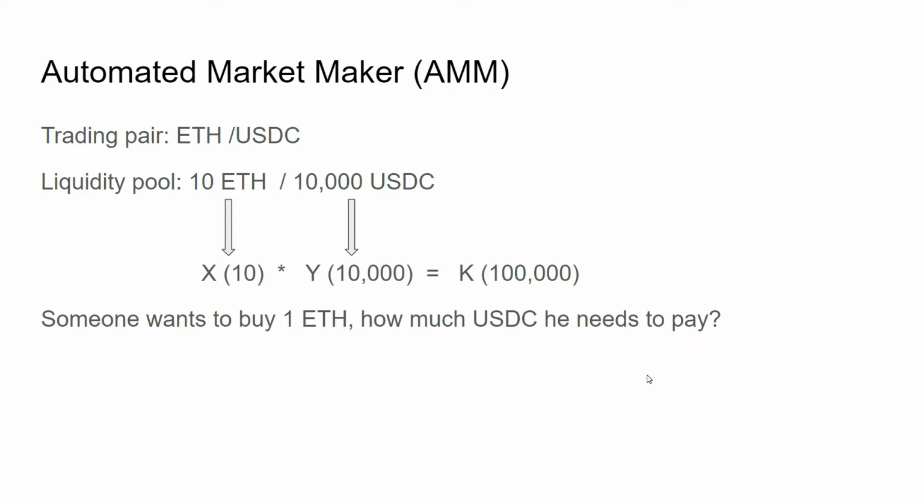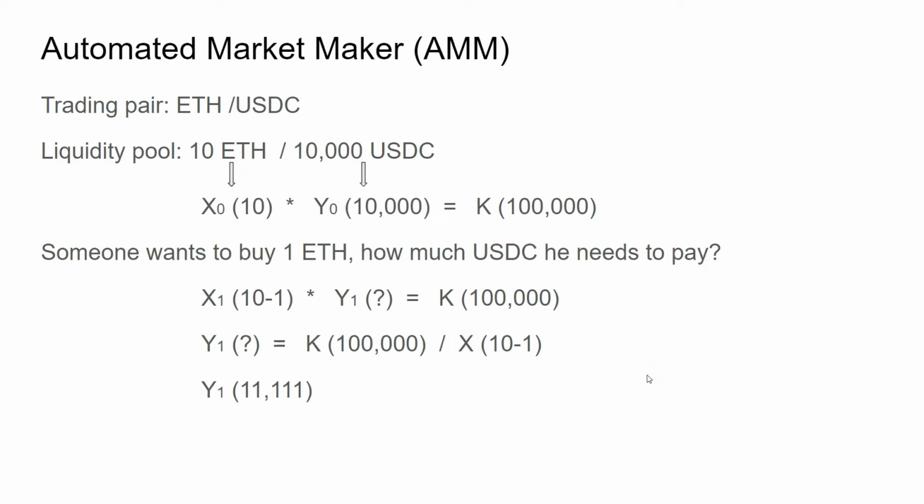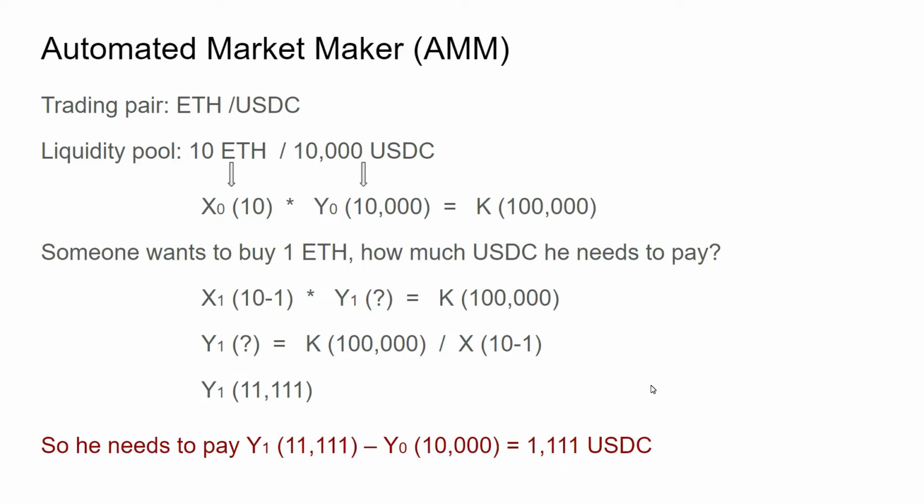The way to calculate this is to take the constant K, which is 100,000 in this case, and divide it by the new ETH amount, which would be 9. And this would give us the result of 11,111. So this means he would need to pay 1,111 USDC to get 1 ETH. The price is dependent on how much you want to buy.